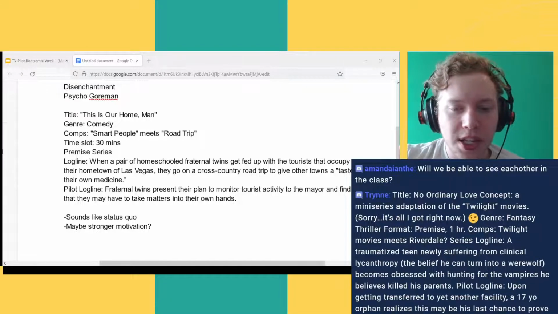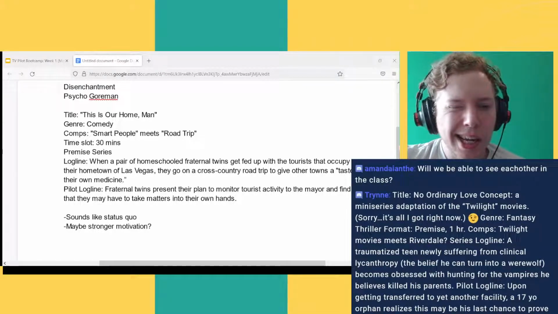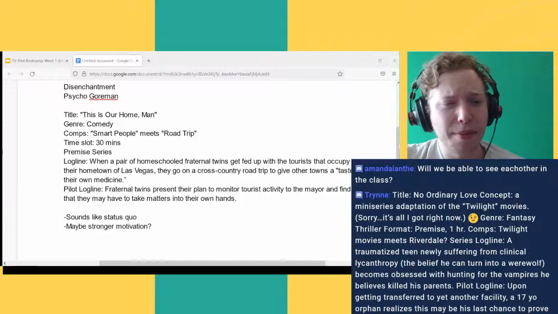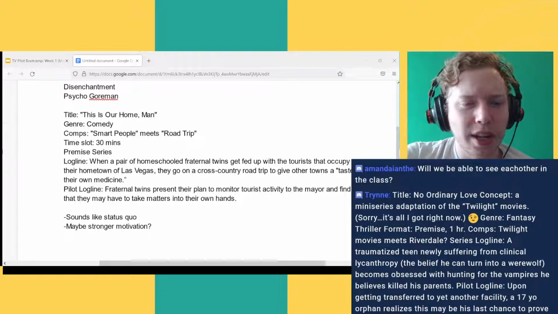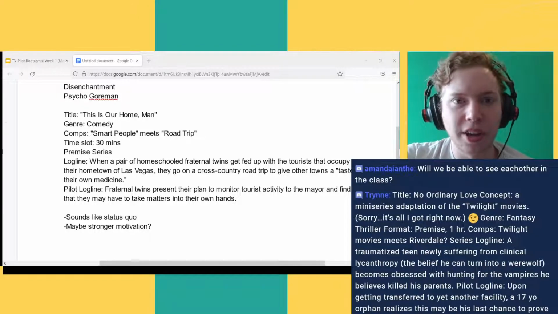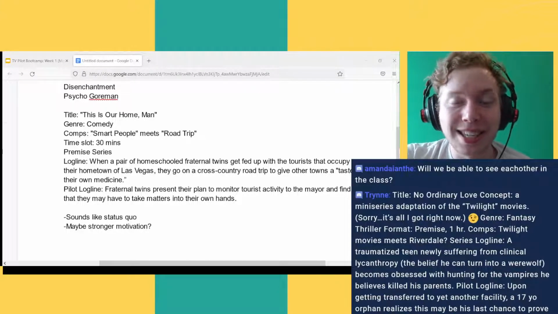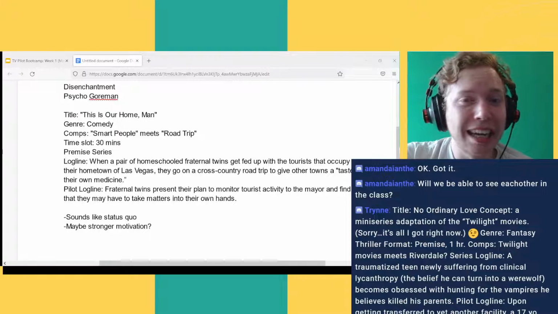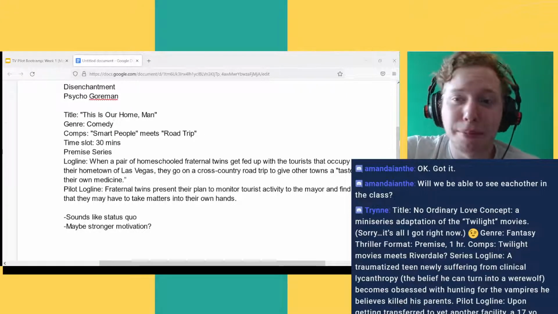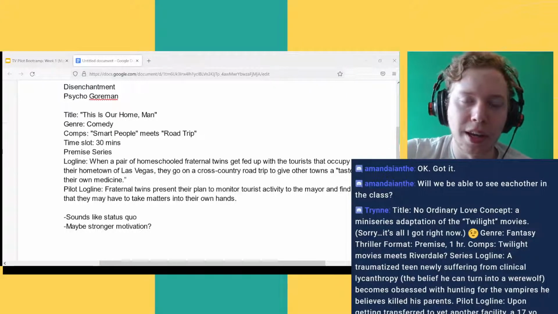Will we be able to see each other in the class? Normally I'm the only one that uses a camera. Every once in a while somebody will join a class with the camera on, and normally very quickly they're like, uh-oh, no one else is doing this, I'm turning mine off. So you're not disallowed from having your camera on. If you want to, you can. Normally it's just audio from students and video from me, though.